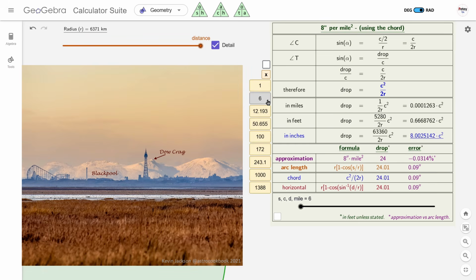Now, do you remember this photograph of Blackpool on the Lakes by Kevin Jackson? Well, I put the camera just over 12 miles from the tower and just over 50 miles from Doe Crag, and that's what the next 2 presets are about. For the tower distance, there's only a pencil width between them, both giving a geometric drop amount of about 99 feet. At the distance of Doe Crag in the Lake District, the difference in the drop value seems to be growing, the approximation now underestimating the exact value by about 6 inches.